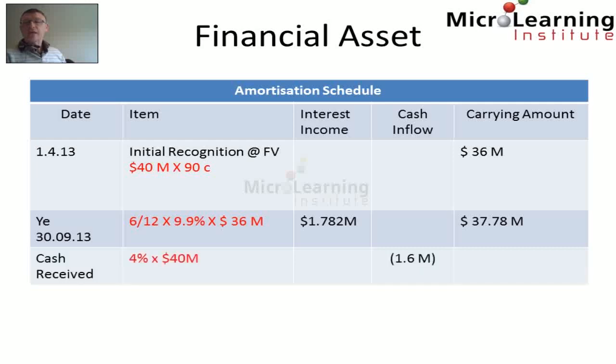Now, the interest is receivable in arrears. The interest is calculated with respect to the coupon rate of the bond, which is 4%, with respect to the par value. So 4% of the par value is $1.6 million, and that interest will be received in arrears, i.e. after year end. And once that interest is received, the financial asset on the books of Delta will be reduced by $1.6 million and the carrying amount will be $36.18 million.